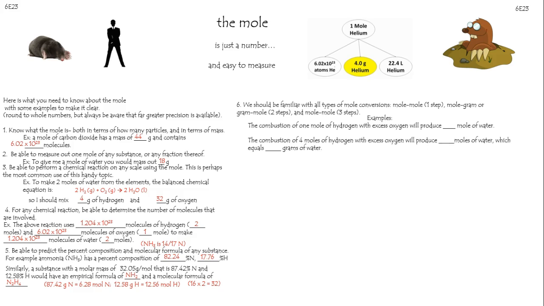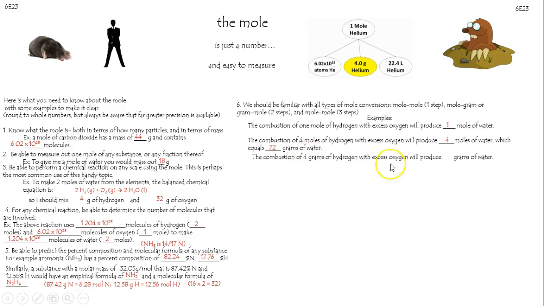We should also be able to do standard conversions, 1-step, 2-step, and 3 steps. So if we were burning 1 mole of hydrogen, there's your balanced chemical equation right over here if you need to refer to it. The combustion of 1 mole of hydrogen will make 1 mole of water because 2 to 2 is the same as 1 to 1. If we have 4 moles of hydrogen there, we will make 4 moles of water. Once again, a 1-to-1 ratio. But how many grams is that? Well, 18 grams is a mole, so we're talking 72 grams of water.